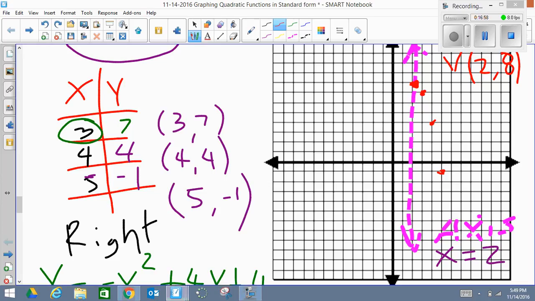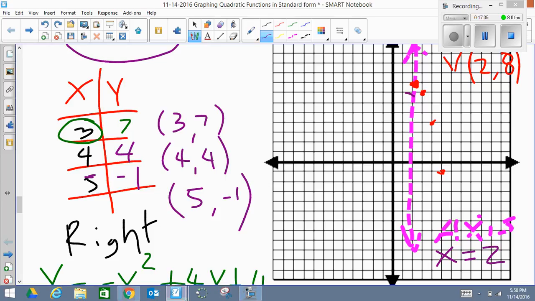Now, we have points on one side. Remember, the purple line, the dotted one, is the line of symmetry, which means whatever you have on the right side is going to be the same thing as the left side. So what we need to do right now is to reflect those points to the other side. So I'm going to take the first value. This point is 1 step away from the line of symmetry.